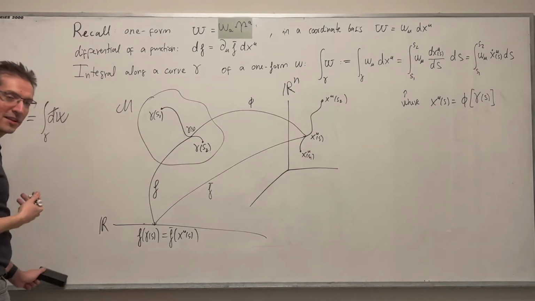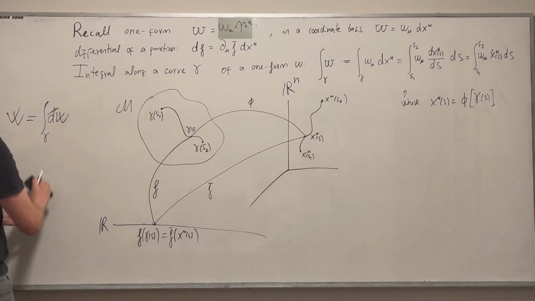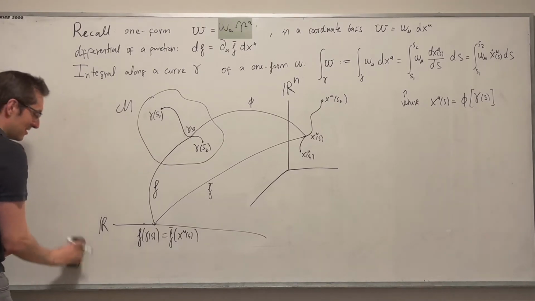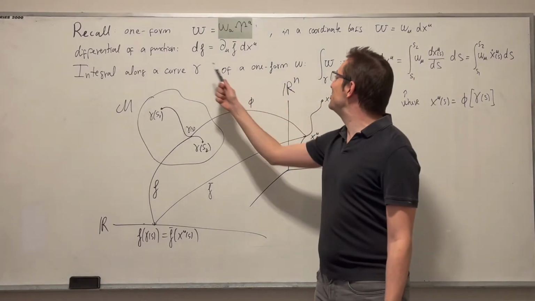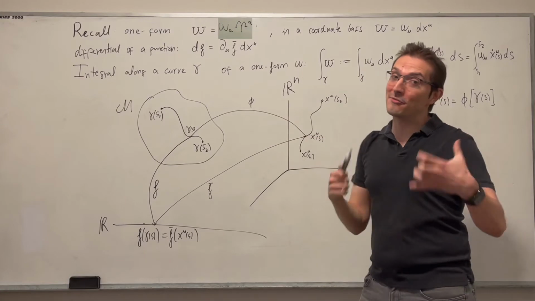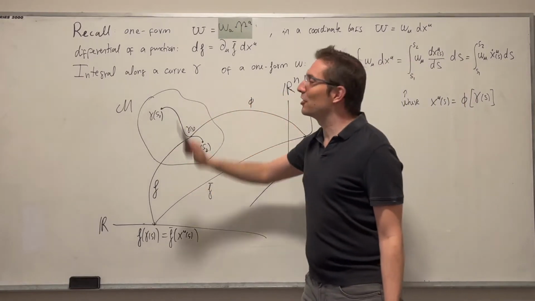The amount of work that you do, integrating this thing, you've done that in thermodynamics. Well, what is the generalization of that to general manifolds? Let's see. How do I define the integral of a one-form omega, a one-form field that is defined in all points in the manifold, along the curve gamma?